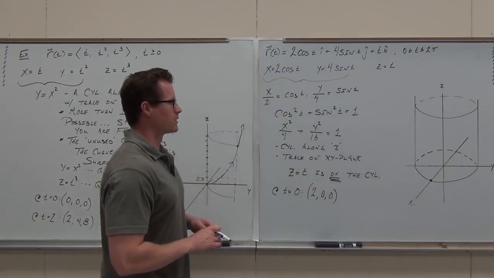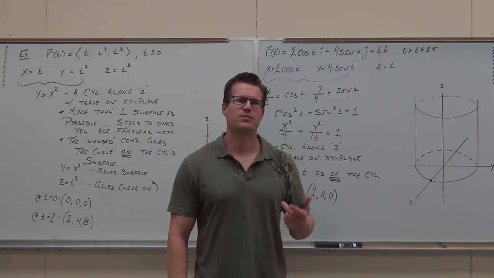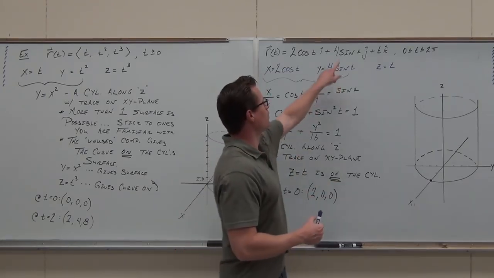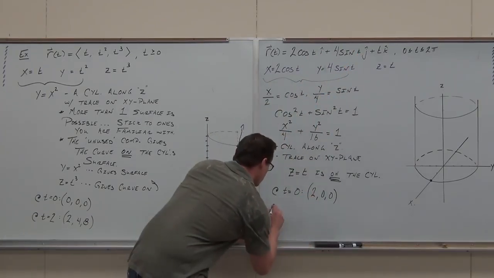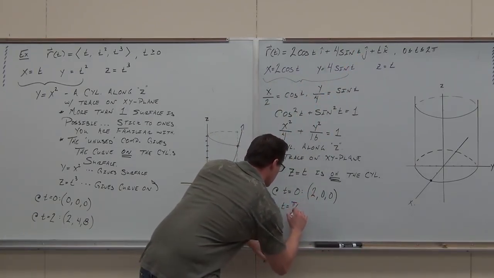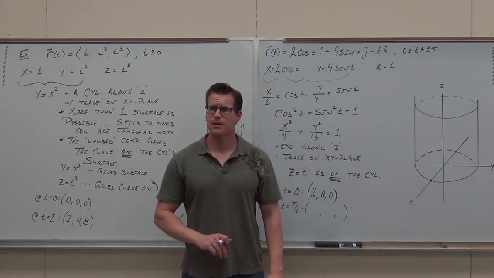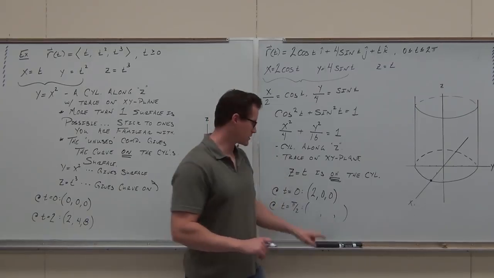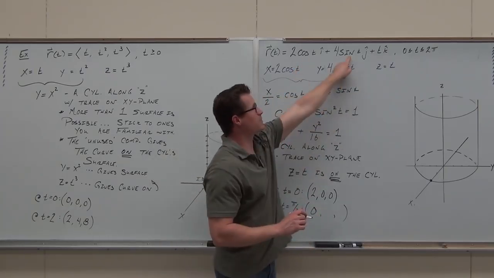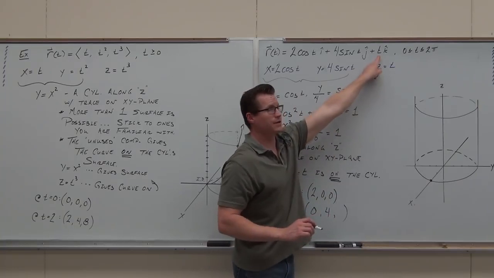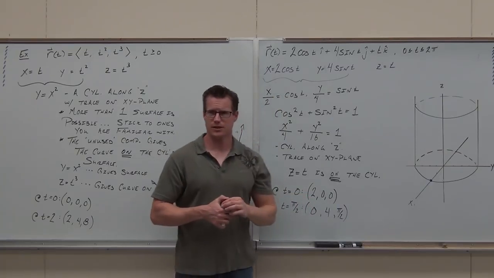What's the next value that you'd plug in? Don't say 2. I'd probably plug in pi over 2, because that's an important one where things do interesting things. Now the z's not going to be very nice, but the x and the y are going to be very nice. Let's plug in pi over 2 and see what happens. Cosine of pi over 2 is 0. Sine of pi over 2 is 1. Z is pi over 2. You guys okay with that one?